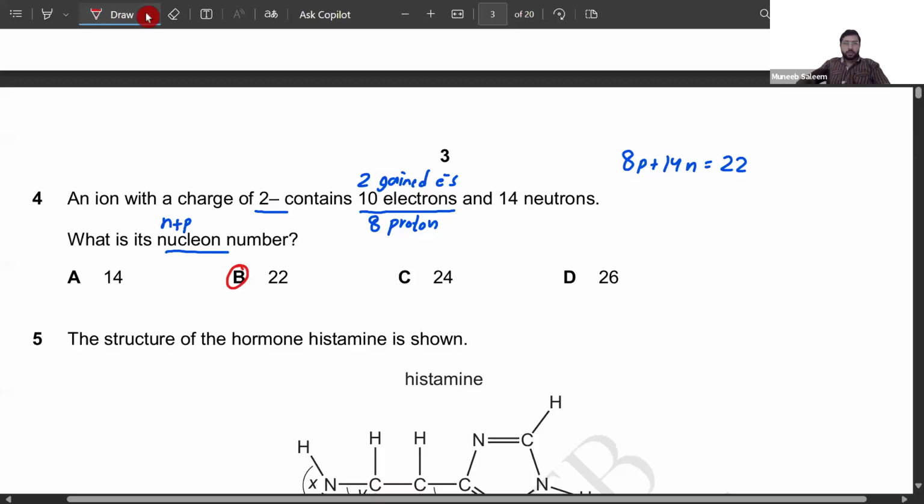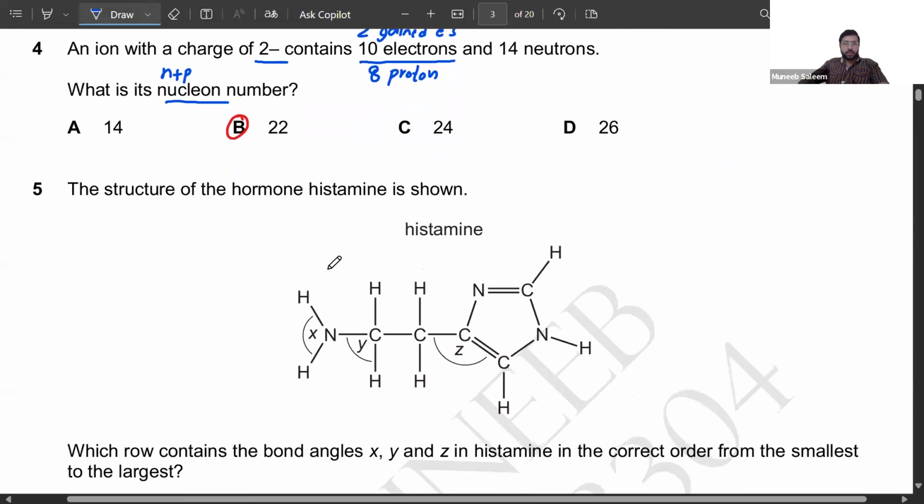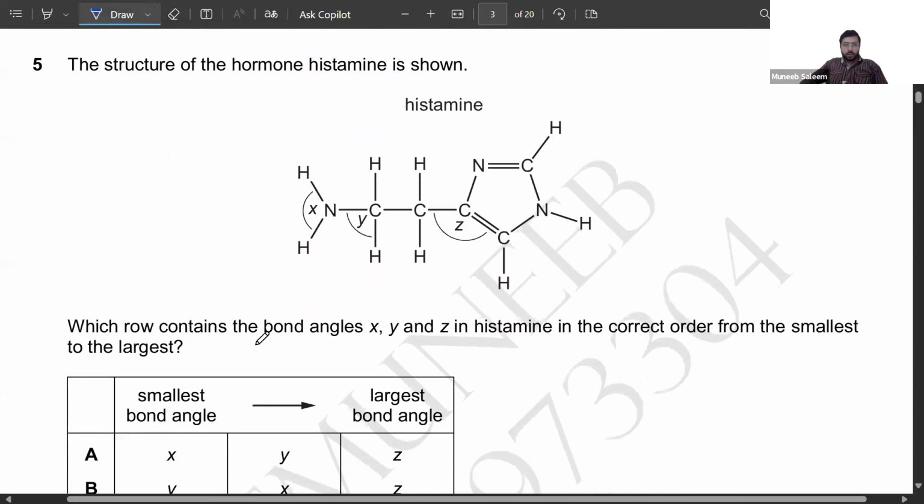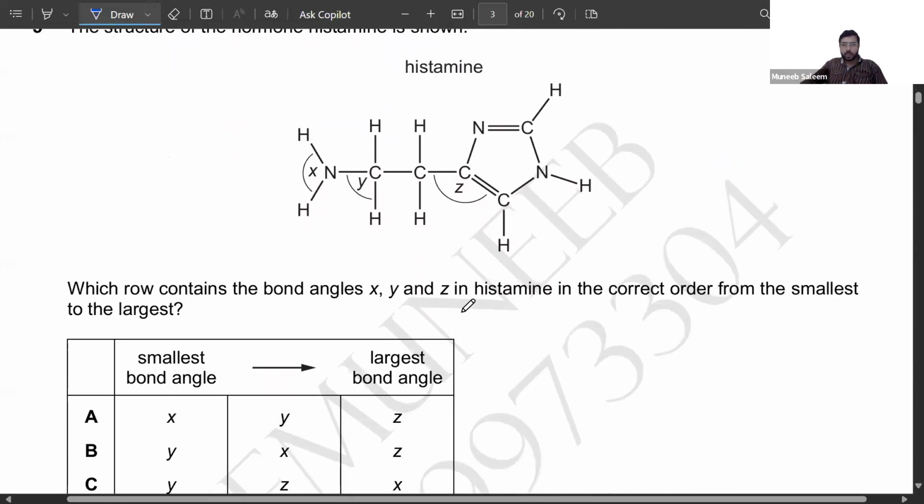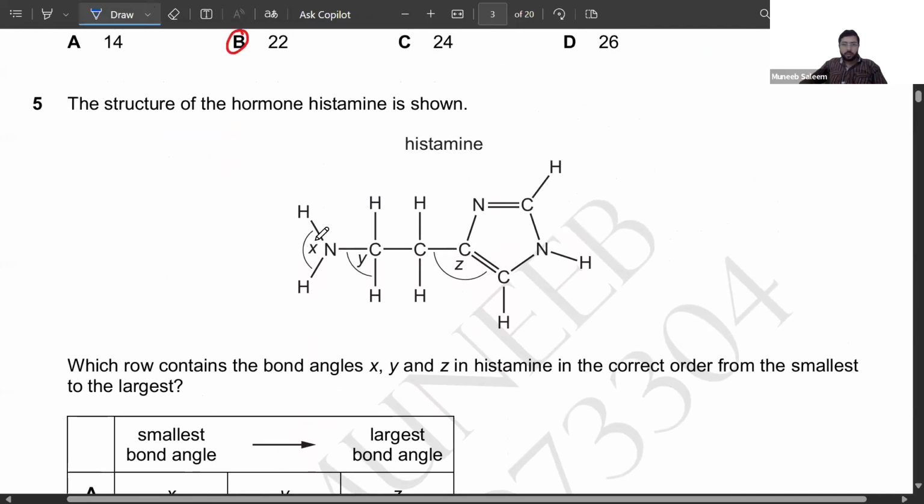Now the next question, number 5. The structure of hormone histamine is shown. Which row shows the bond angle XYZ in the correct order? All right, so for this purpose, we must understand that when a nitrogen forms three covalent bonds, just like in ammonia, then the angle in this case is basically 107 degrees. So 107 degrees is supposed to be here.